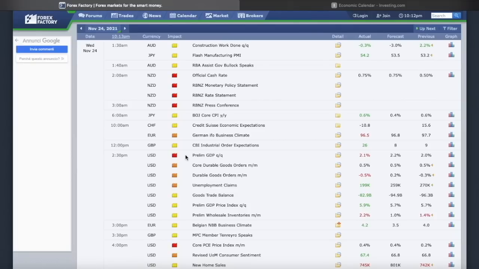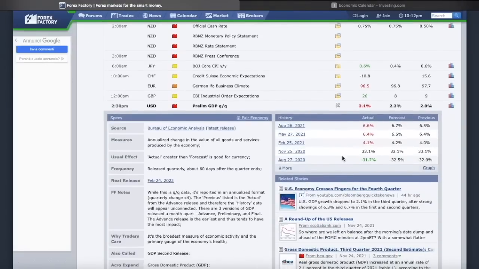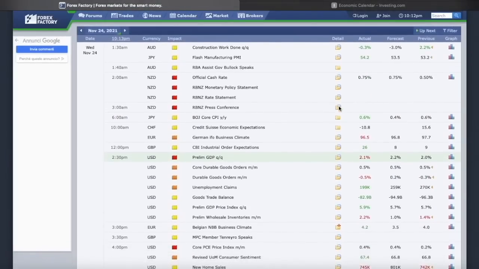As you may see on the screen, on the left you have the date and the exact time of the news release, as well as the currency and its impact. By clicking on details, you will have more information about the specific news. On the right-hand side, you can find the previous data and the forecast of the current news.